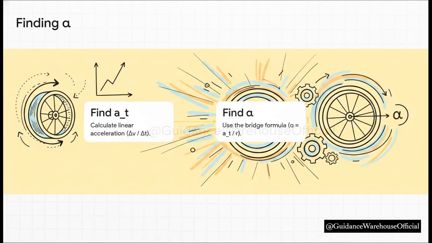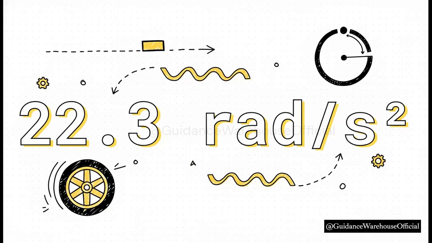All right, it's a quick two-step process. First, let's find that linear, straight-line acceleration. Change in velocity over time gives us 30 divided by 4.20, which is a linear acceleration of 7.14 meters per second squared. For step 2, we grab our bridge formula, we rearrange it to solve for alpha, taking that 7.14 and dividing it by the wheel's radius of 0.320 meters. And boom, there it is, 22.3 radians per second squared. That's the angular acceleration those wheels need.